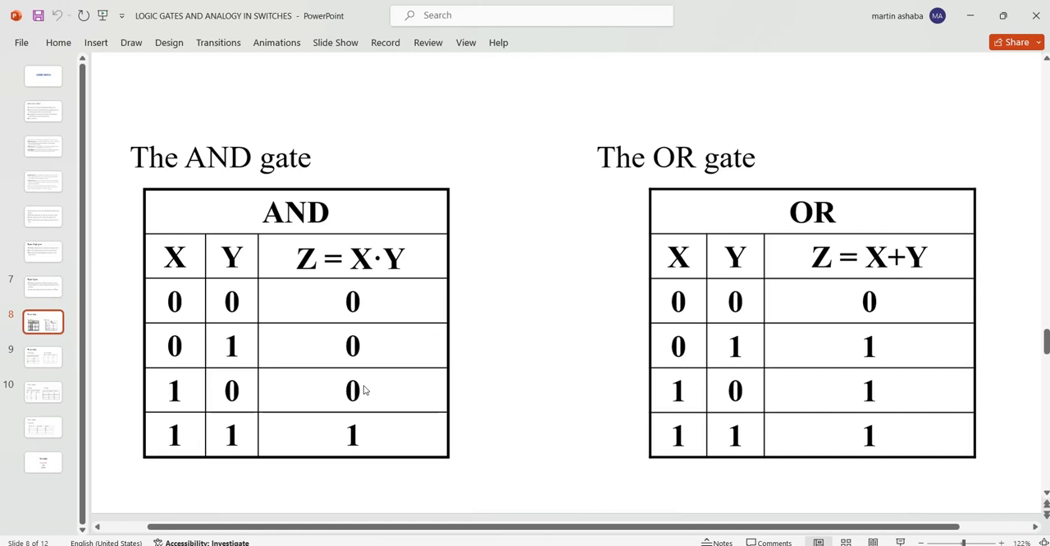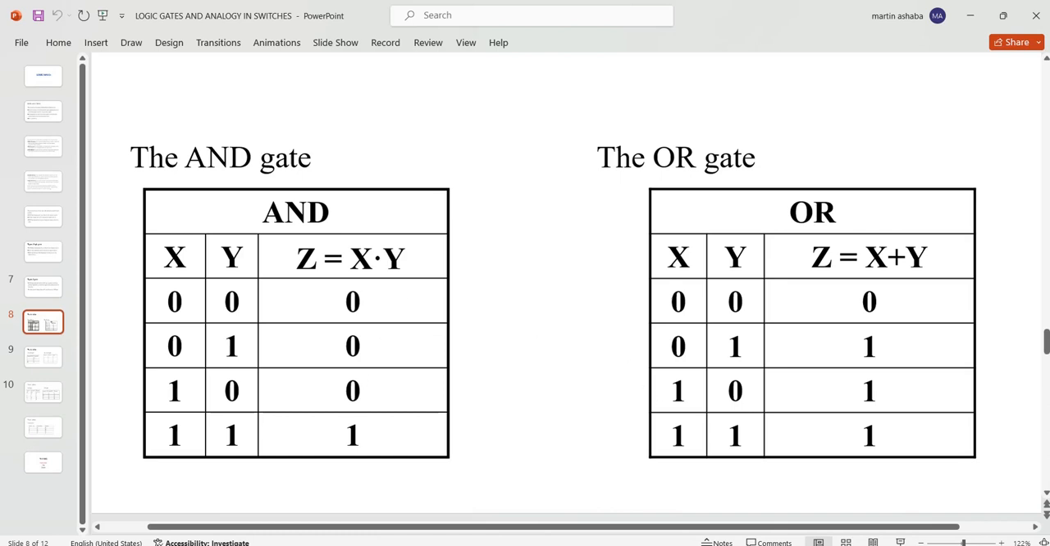applying logic. Now, if you also apply logic, this AND gate is analogous to a circuit that has two switches which are in series. So when one switch is on, another one is off, you'll never have light at the output. So when all the switches are on, you'll always have light at the output.